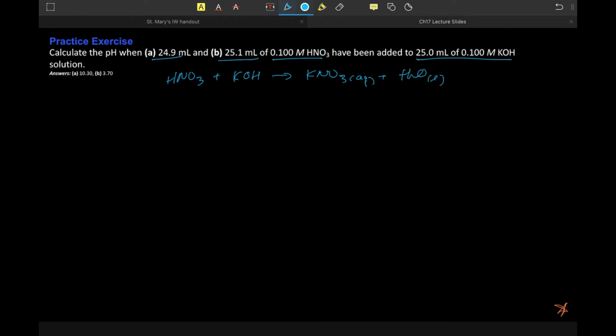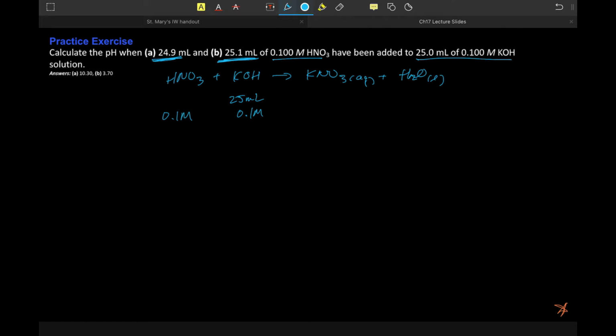Okay, so then when we look at that, we know that we have 25 mils of 0.1 molar KOH, and here we have also 0.1 molar, and we're going to do 24.9 mils versus 25.1 mils, right? And when we look at what that says, we are calculating the pH just before, because since they're equimolar, equal volumes are what's going to get us the equivalence point. So we are being asked to calculate the pH at the bottom of that steep rise versus the top of that steep rise.